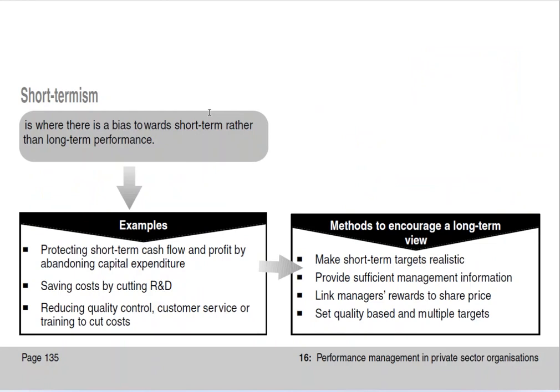Short-termism. Short-termism is when you try to achieve the short-term performance of the company and sacrifice the long-term performance. That usually happens when the bonus of management is based on short-term performance, like profit, for example. Examples of short-termism would be protecting short-term cash flow and profit by burning capital expenditure. You don't want to invest in an asset even though you need it very much, because the quality that is produced by the current machine is not competitive in the market.